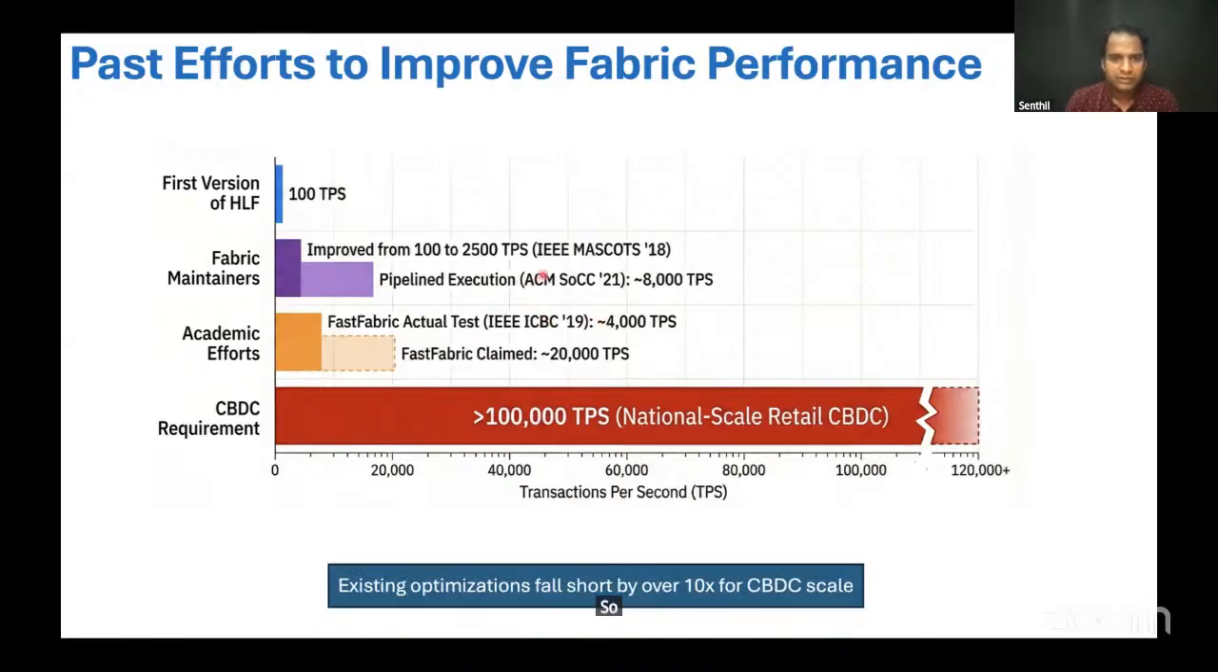So from this effort, it's very clear that the current Fabric cannot attain CBDC scale, right? Because it requires more than 100,000 TPS, which is over 10x compared to what even some of the academic efforts are claiming.